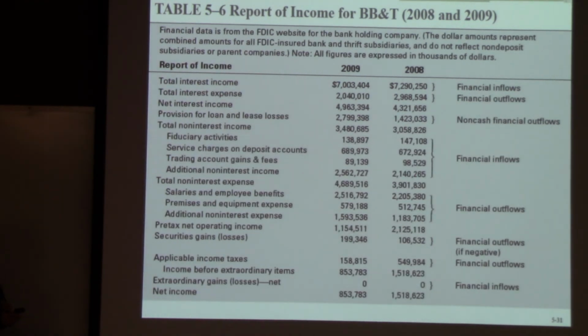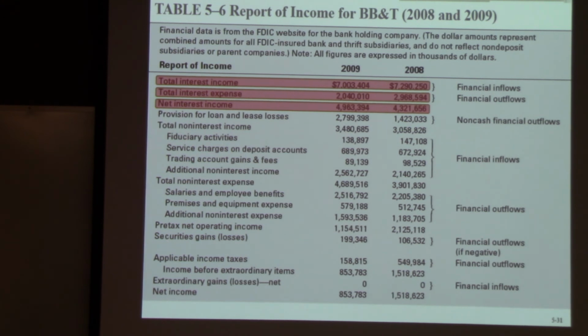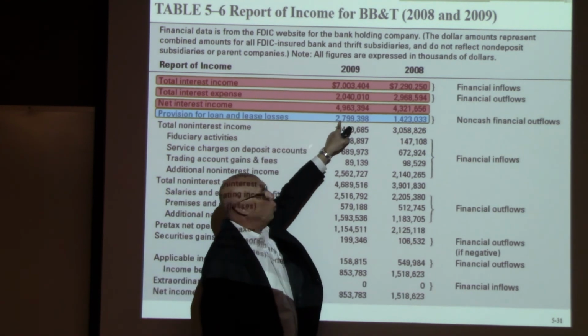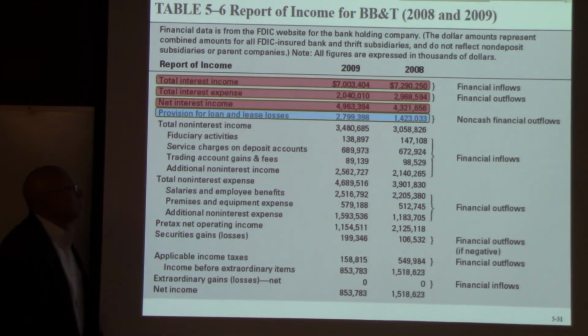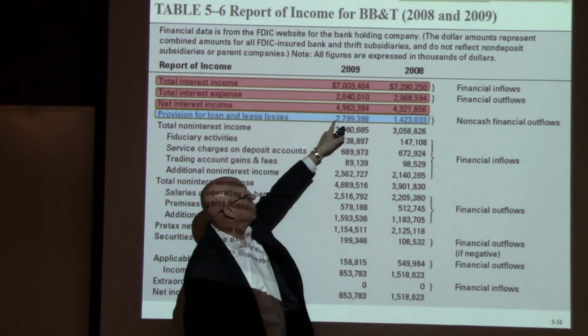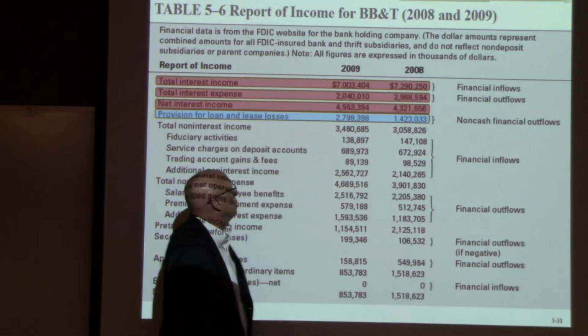All right. So here's the income statement. We have total interest income up here, and we have total interest expense. This is an actual income statement. And we have net interest income, which is total interest income minus total interest expense. Then we have the provision for loans and lease losses, and this number is somewhere between 1 and 2% of the value of the loan portfolio. Actually, I think total assets, actually. Not loan portfolio, but total assets.